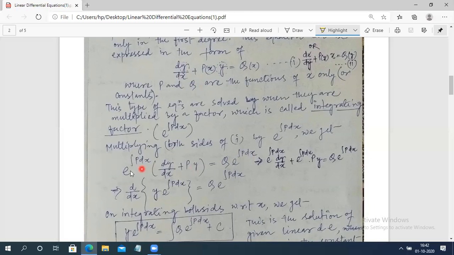Then this product can be written as e^(∫p dx) dy/dx + p y e^(∫p dx) = q e^(∫p dx). Now you can see that this equation can be written like this: d/dx of (y e^(∫p dx)).